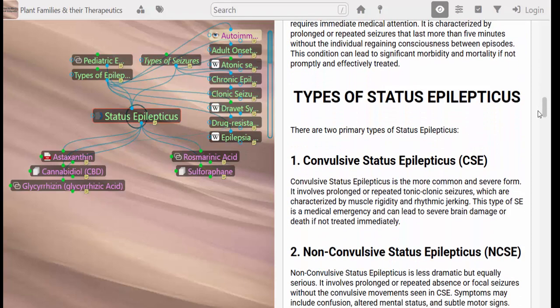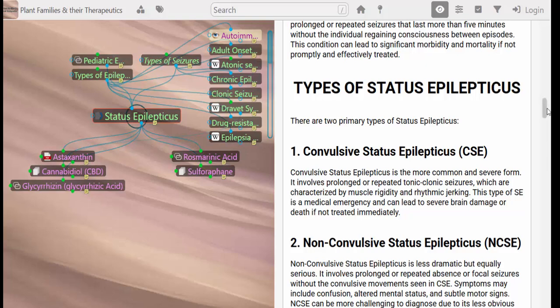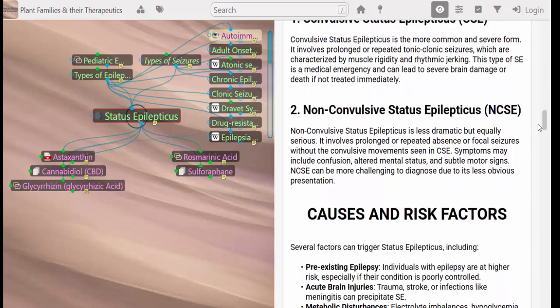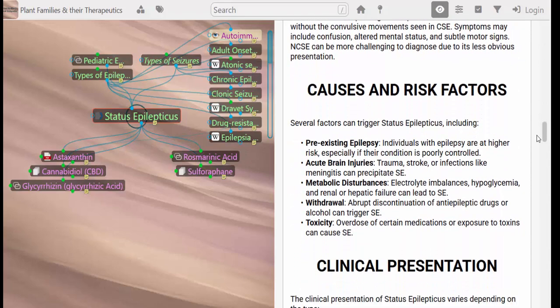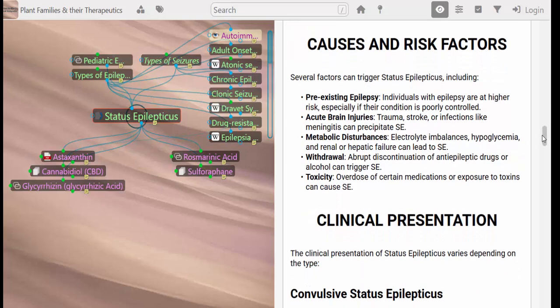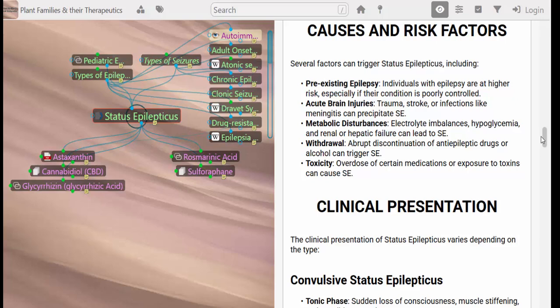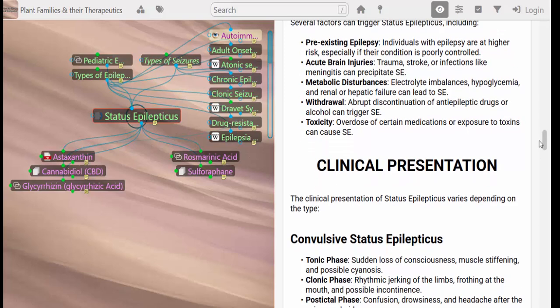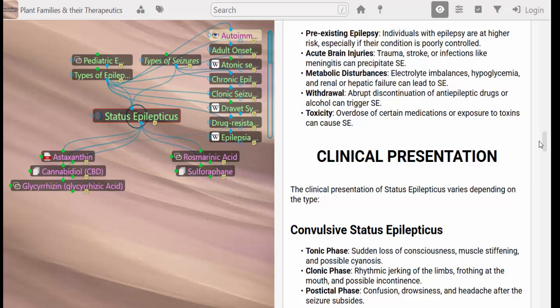There are some different types. One is the convulsive status epilepticus. Another one is non-convulsive. Here are the causes and risk factors. For example, pre-existing epilepsy, acute brain injuries, again, metabolic disturbances, electrolyte imbalances, hypoglycemia, hepatic failure. Withdrawal from anti-epileptic drugs or alcohol can trigger them. So can toxicity from overdosing on certain medications or exposure to toxins.